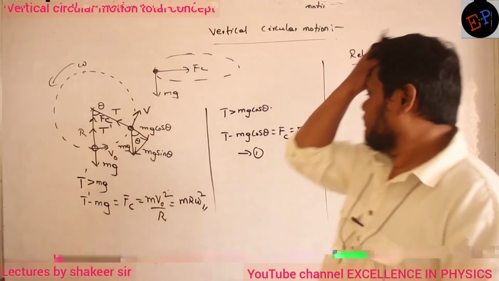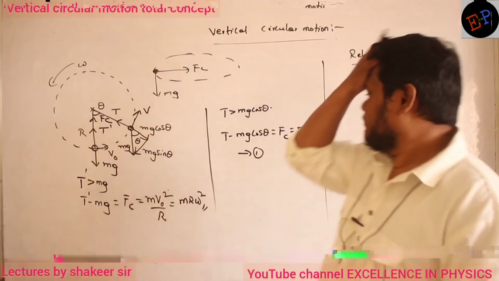What is meant by 6mg? mg means the weight of this bob. The mass of this bob is m, so its weight is mg. So at the lowest point, what will be the tension? It will be equal to 6 times the weight of this body. Clear? This is another important result. So it is 6 times the weight of the bob, at the lowest position.